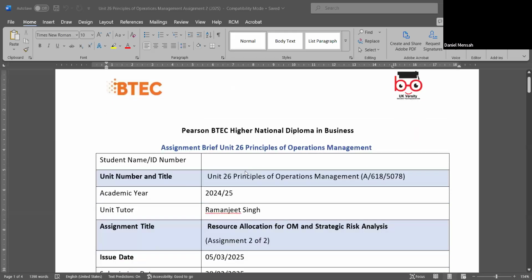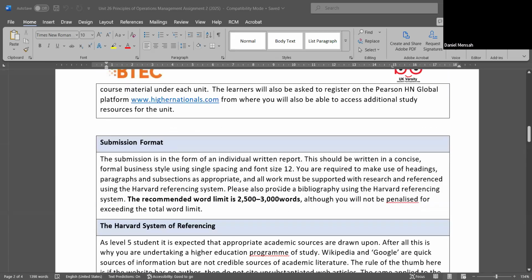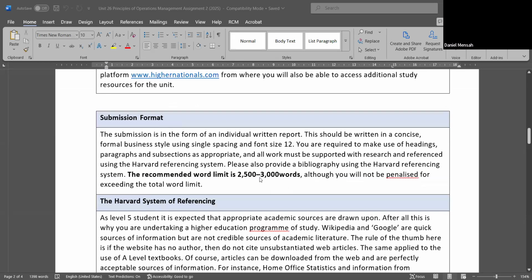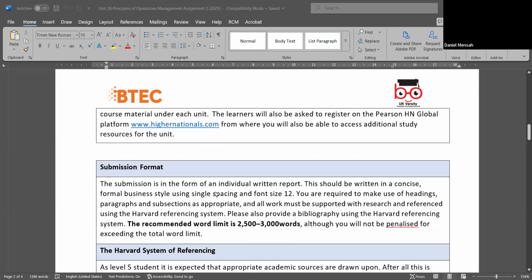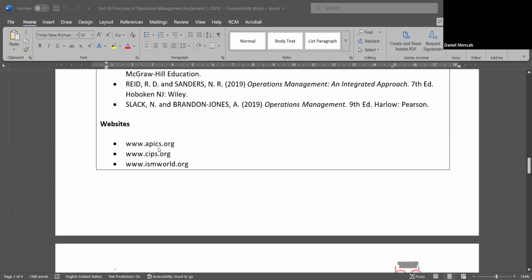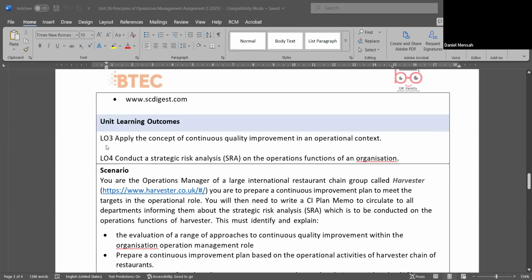Okay, so this is the second part of the assignment. The rest of the information is identical. Apart from the word limit, for this document, the word limit is again 2,500 to 3,000. You have a margin of plus or minus 10% of the word limit. The rest of the things are the same. This assignment is based on learning outcome number 3 and learning outcome number 4.